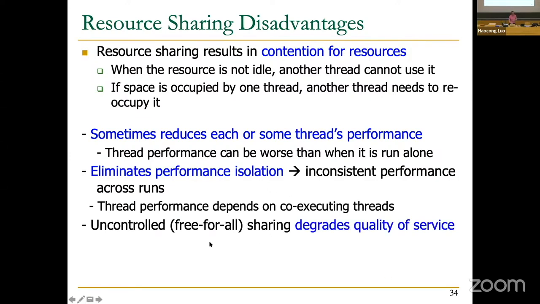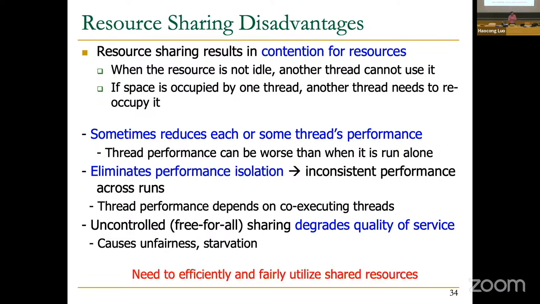So if you don't control this sort of sharing, you can have unfairness or starvation. Essentially, some thread may be hogging the resources, and another thread can be delayed indefinitely, if you will. We're going to see examples of this maybe in a later lecture, but I'm going to actually show you an example with the caches soon. So we could keep adding some more over here, but basically you need to efficiently and fairly utilize shared resources.